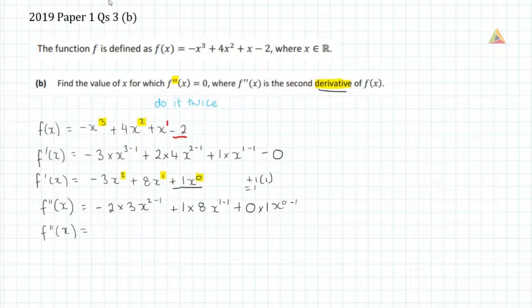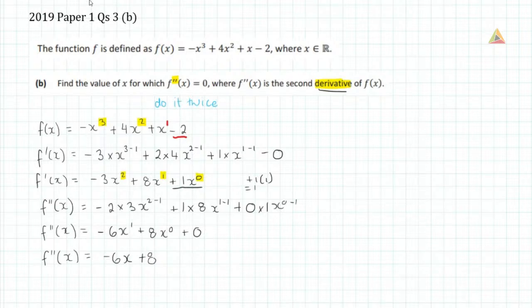So when I tidy this up, I get minus 6x to the 1, plus 8x to the 0 plus 0. So 0 times anything is 0. And again, I'm going to tidy that up a little bit more and I get minus 6. Well, x to the power of 1 we said is the same as x, and x to the 0 we said is the same as 1. So 8 times 1 is 8. So I'm getting an answer of minus 6x plus 8 for my second derivative of my function.